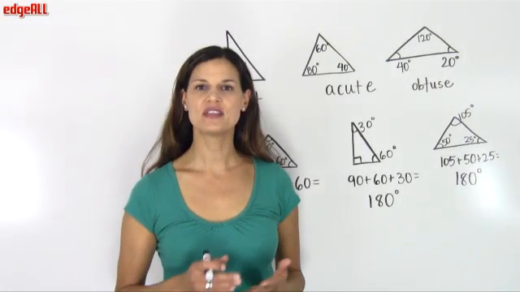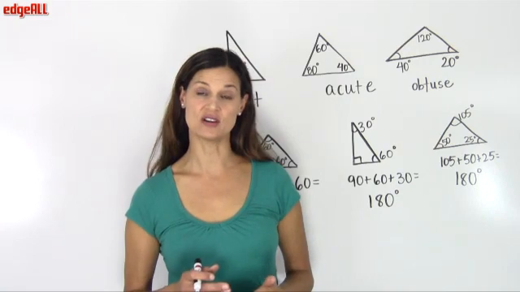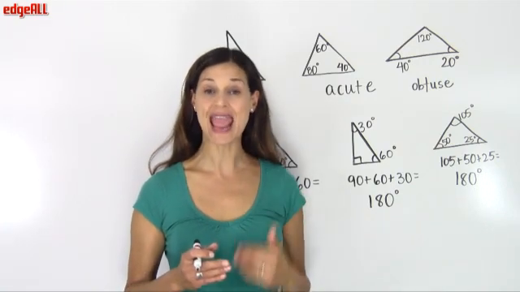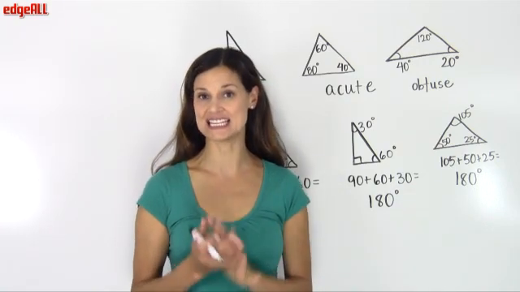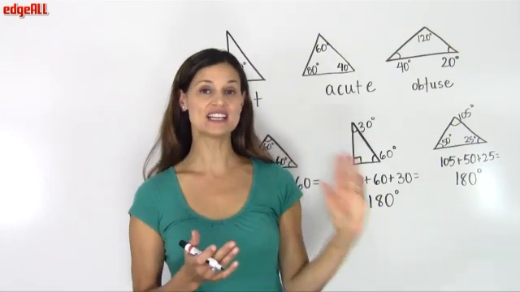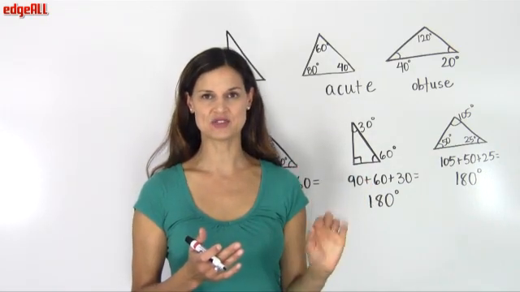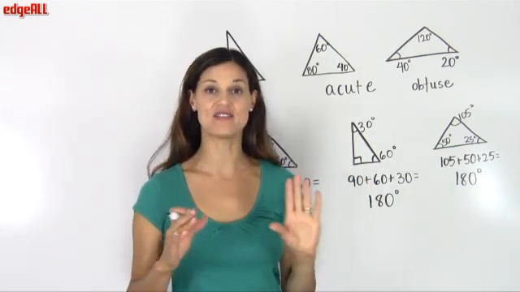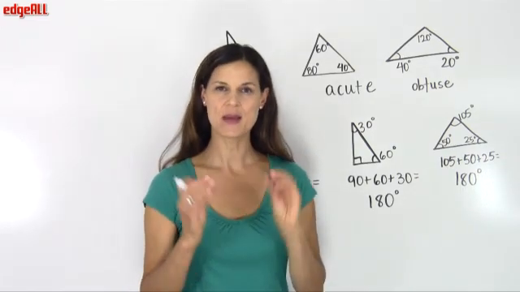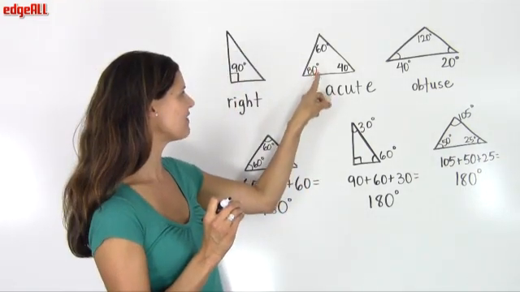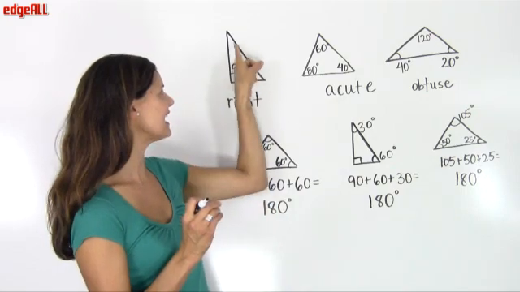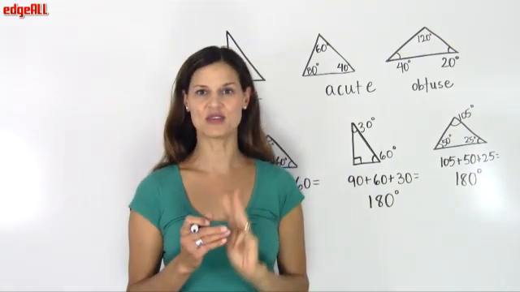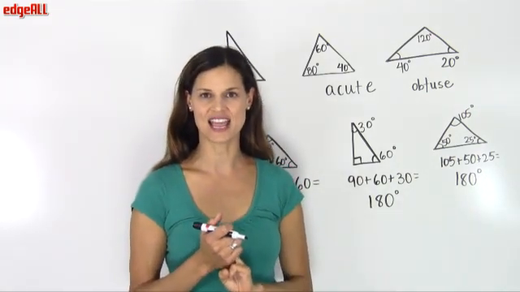There are also three types of triangles relating to the angles that a triangle contains. So we've looked at the three types of triangles relating to the length of the sides of the triangles, but now we're going to be looking at the angles inside of a triangle, so the three angles of a triangle.